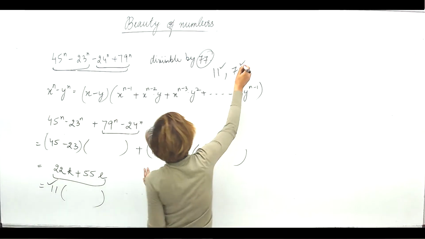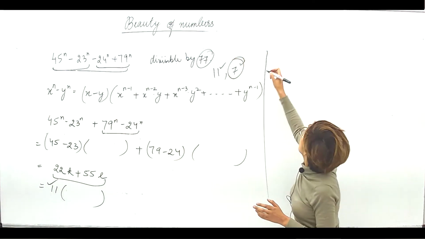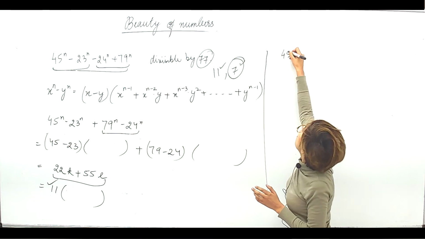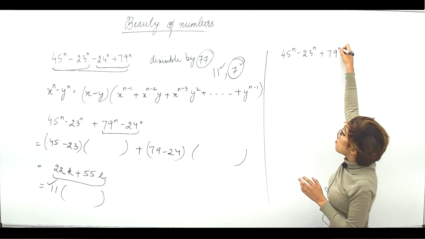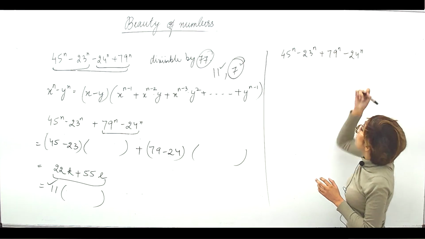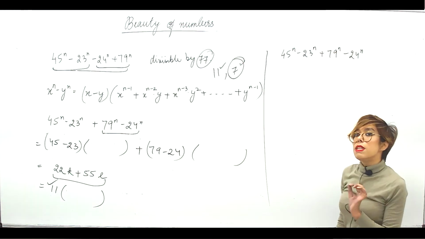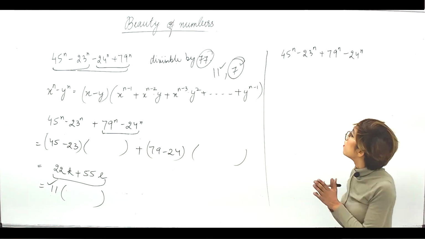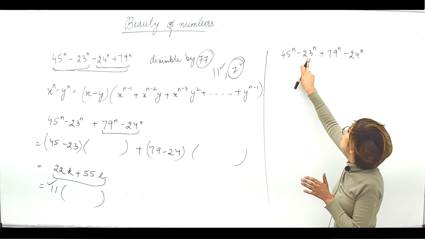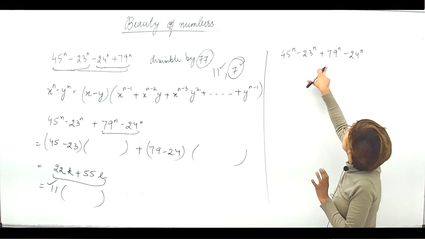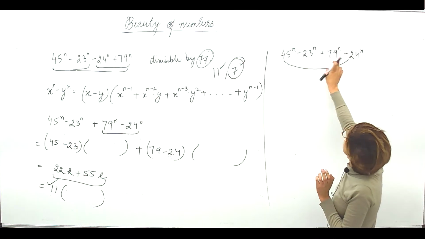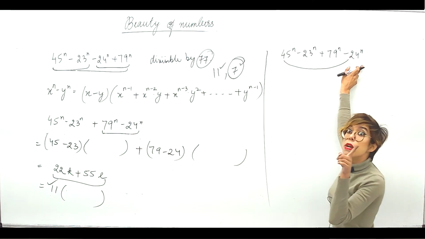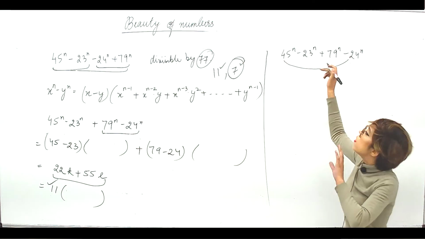Now let's talk about 7. Right, so again write down. So 45 raised by n minus 23 raised by n plus 79 raised by n minus 24 raised by n. Now I need divisibility by what? 7, right? So here the difference is 22, no, that will not work for these two, look at these two. Then we combine these two. Difference 45 minus 24, that is 21. A nice number. So combine these two.